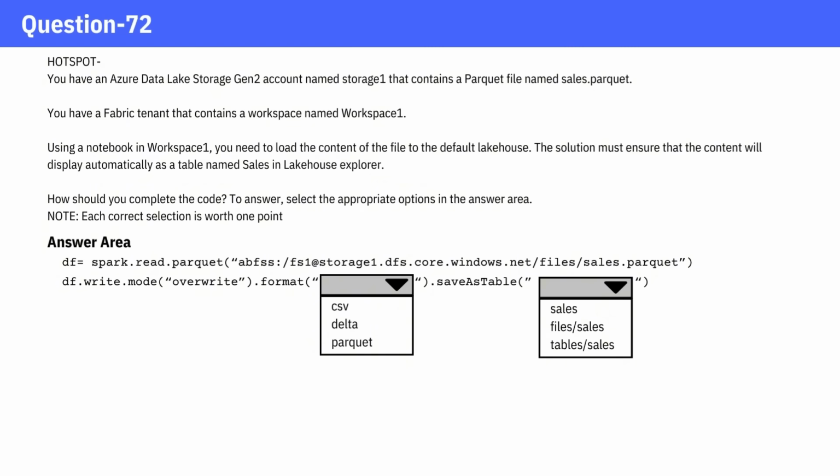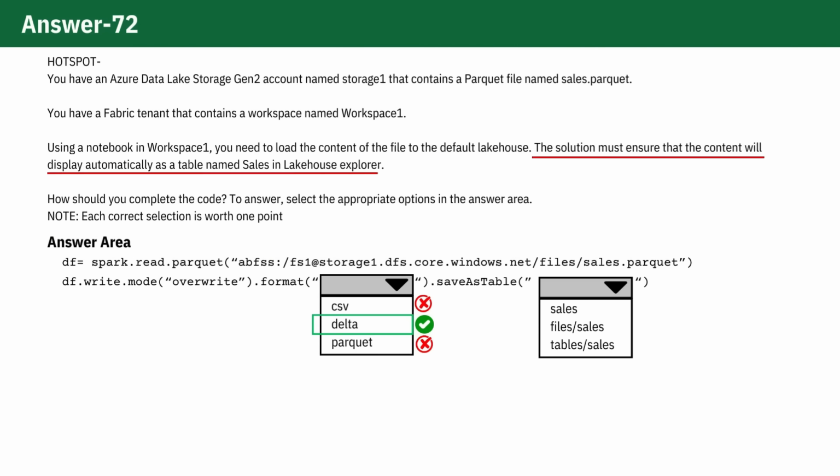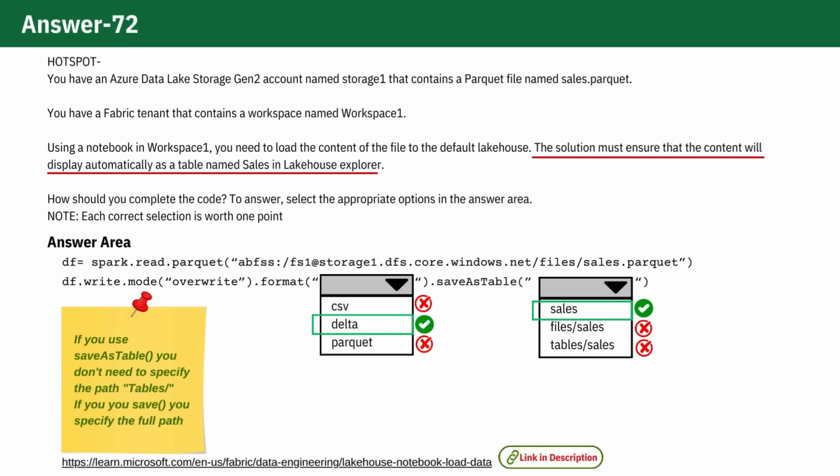Pause the video and think about this. The correct format is Delta. If you considered Parquet, remember that the requirement specifically mentions that the solution must ensure that the content will display automatically as a table named Sales in Lakehouse Explorer. This is achievable only with Delta tables, as they automatically integrate with the Lakehouse environment. Use the method saveAsTable with the name Sales to directly register the table in the Tables section of Lakehouse Explorer, meeting the explicit requirements of the scenario.